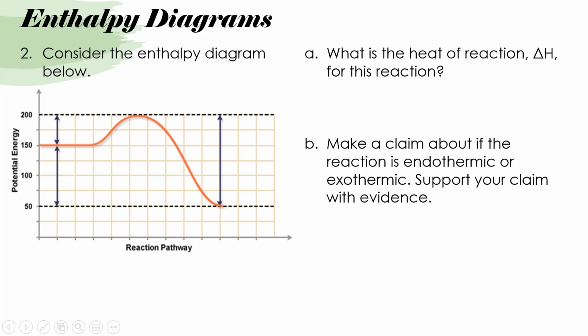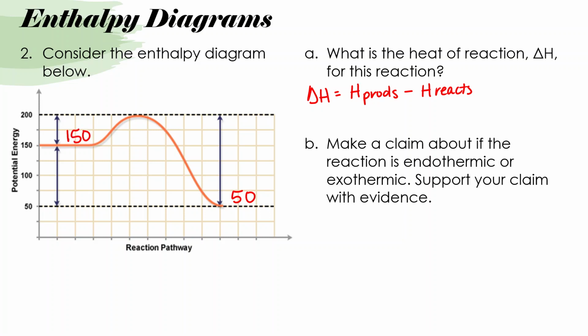Number 2, we're looking at an enthalpy diagram. We want to figure out what delta H is for this reaction. Delta H here is going to be the difference between the products and the reactants. We see that for our products, we're down here at 50, and for our reactants, we're up here at 150.